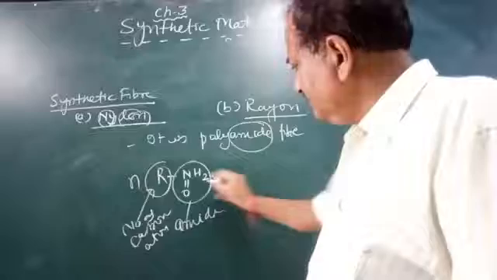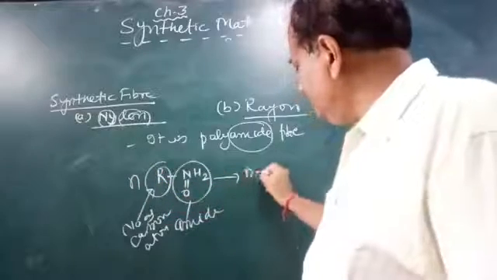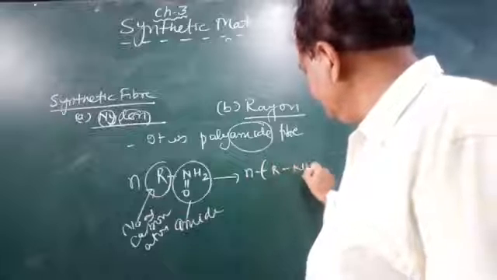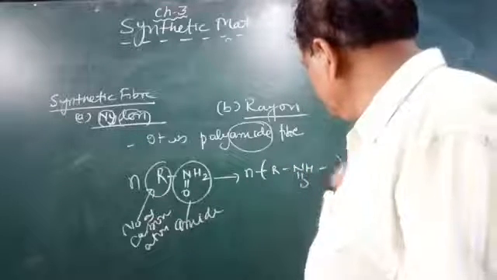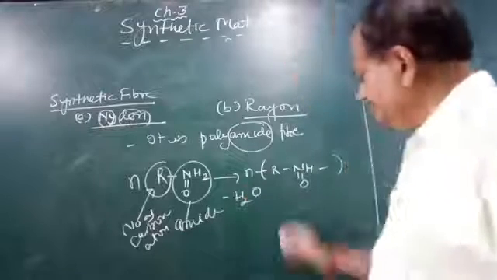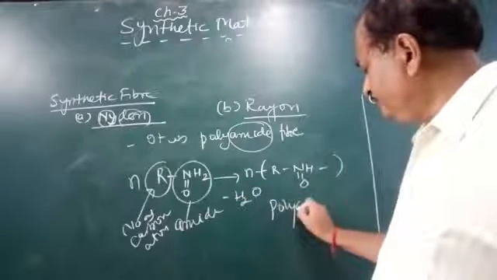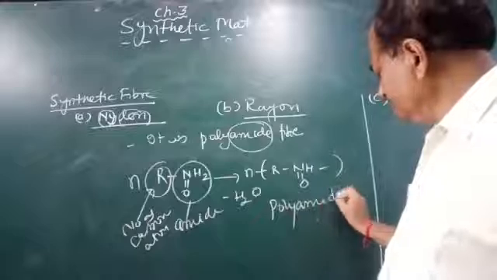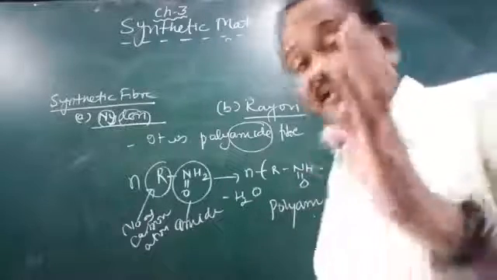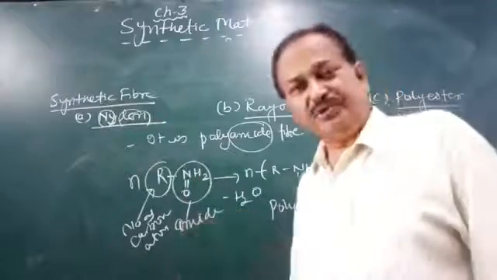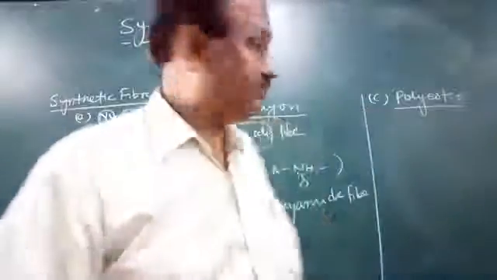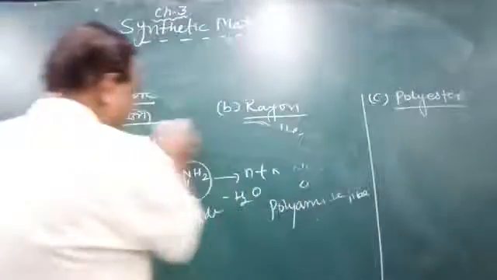And N is there. So here we write N, and here R, and NH, there is CO. And so there is the loss of water molecules, and so this is polyamide fiber. This is the real point. It is similar to proteins. You can say proteins are made up of amino acids. So it is polyamide fiber.